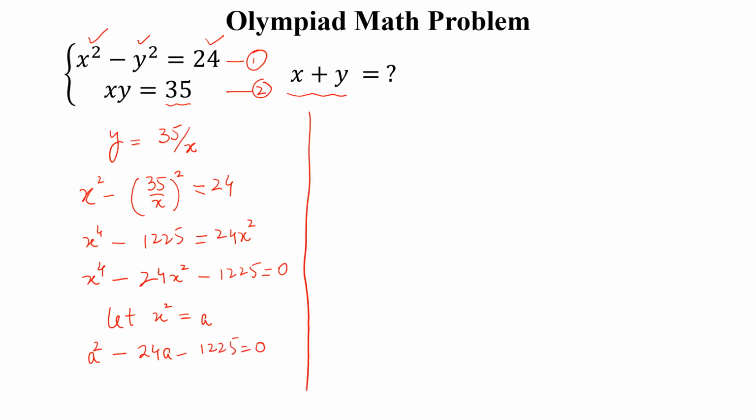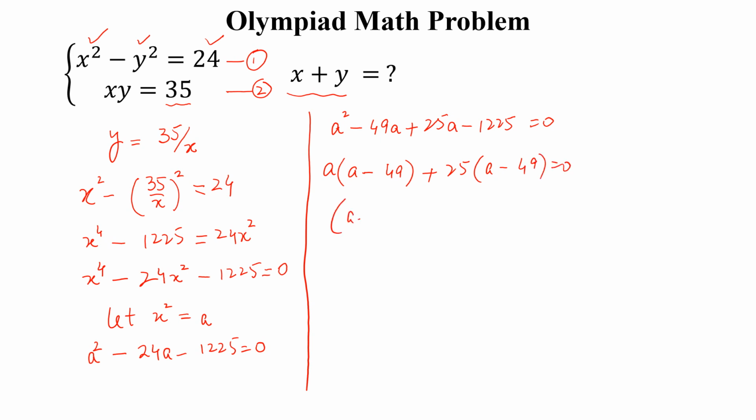Now this is a quadratic equation, and by factorization we can write a square minus 49a plus 25a minus 1225 equal to 0. By taking a common, a minus 49, plus here we take 25 common, so a minus 49. Now take a minus 49 common, so a plus 25 equal to 0.